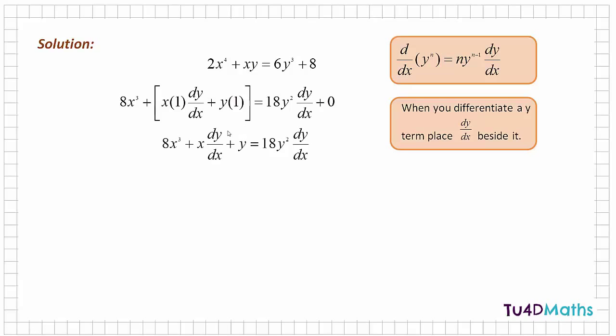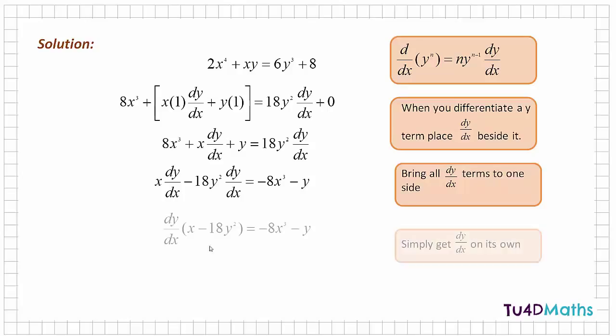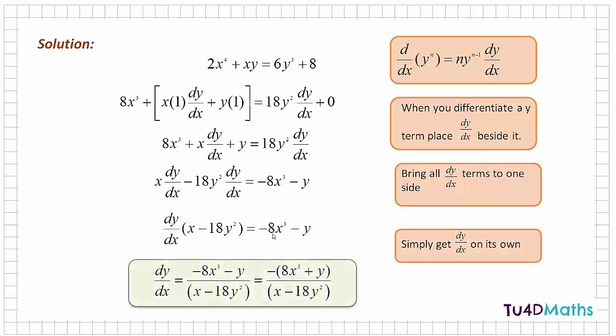Now, simplifying the expression, we get 8x cubed plus x times dy/dx plus y is equal to 18y squared dy/dx. We now bring all terms with dy/dx to the left and bring all other terms to the right. Next, we take out the dy/dx term and then cross multiply to give dy/dx is minus 8 times x cubed minus y divided by x minus 18 times y squared. And we can rearrange to give minus 8 times x cubed plus y all over x minus 18y squared.